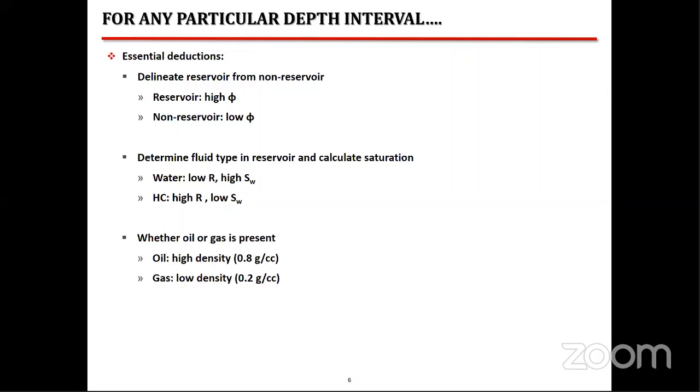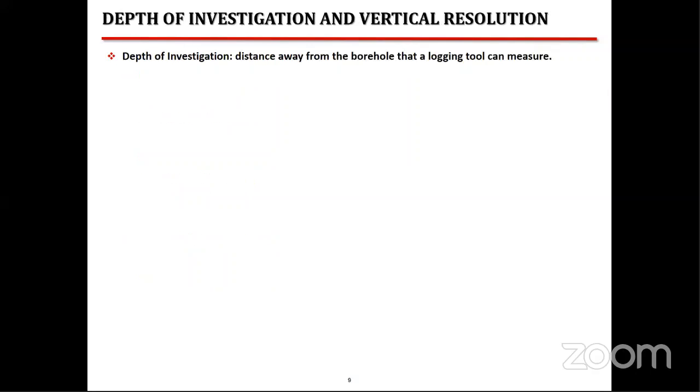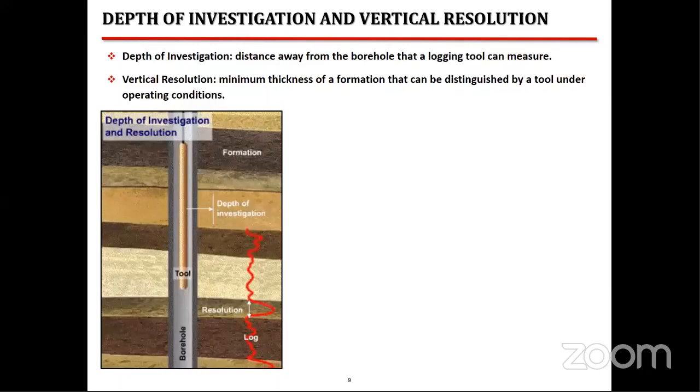The depth of investigation and vertical resolution. Depth of investigation is defined as the distance away from the borehole that a logging tool can measure. Vertical resolution, on the other hand, is the minimum thickness of a formation that can be distinguished by a tool under operating conditions. This figure is self-explanatory in terms of depth of investigation and vertical resolution.